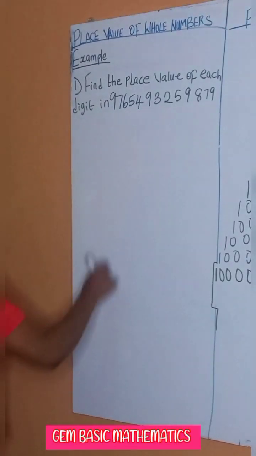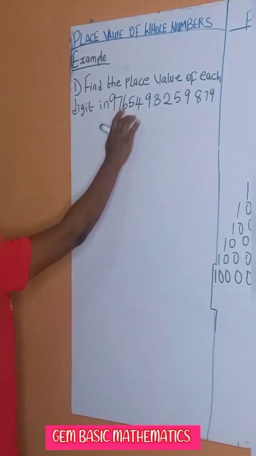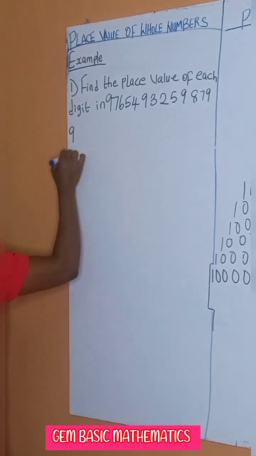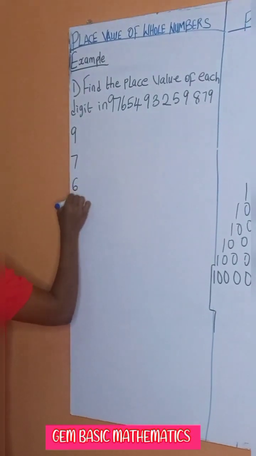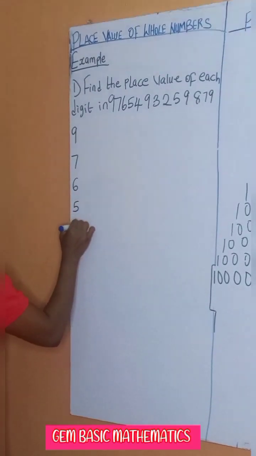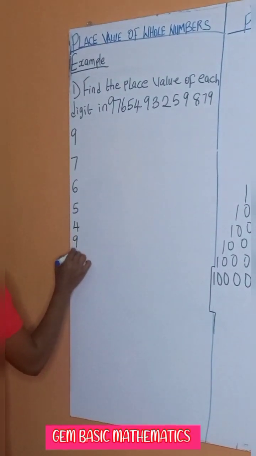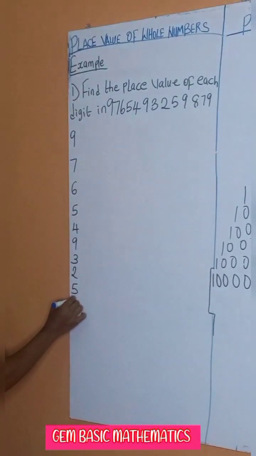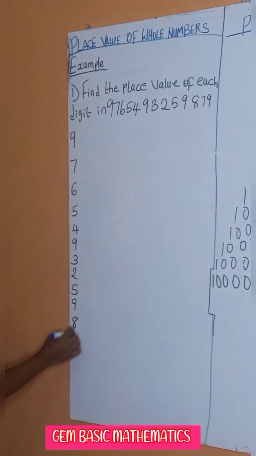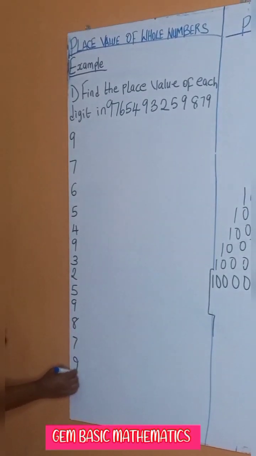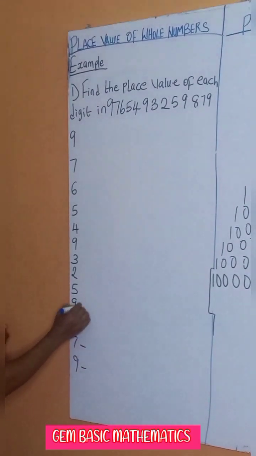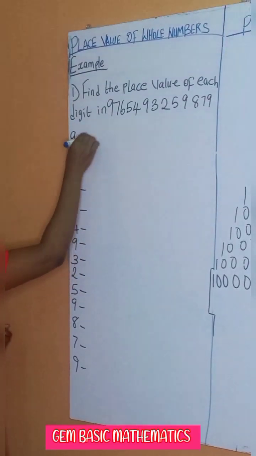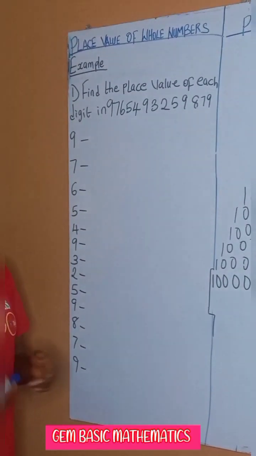Now we are told to find the place value of each digit. So we have 9, 7, 6, 5, 4, 9, 3, 2, 5, 9, 8, 7, 9. I was told to find the place value of each of them.